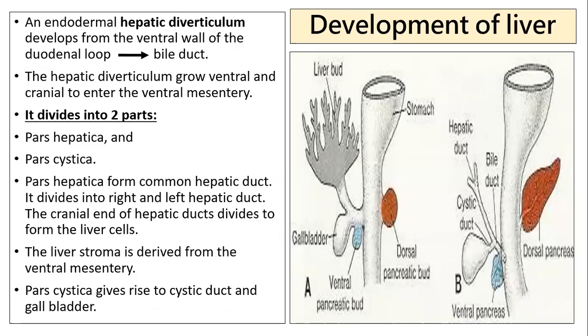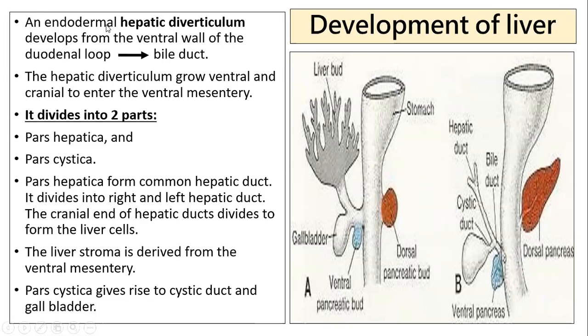An endodermal hepatic diverticulum develops from the ventral wall of the duodenal loop, called the bile duct. As you can see here, there are two buds. Here, there is a liver bud developing in the front. Now we are talking about the development of the liver. When we start the development of the duodenum, in the front part of the duodenum, we can see a bud called the liver bud. And here there is a bud for the gallbladder. We also have the pancreatic buds, ventral and dorsal.